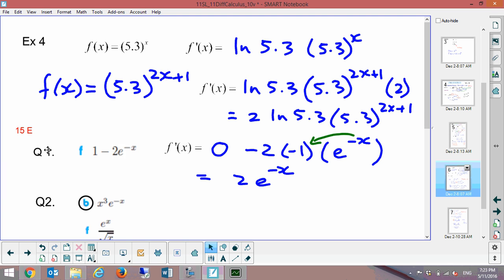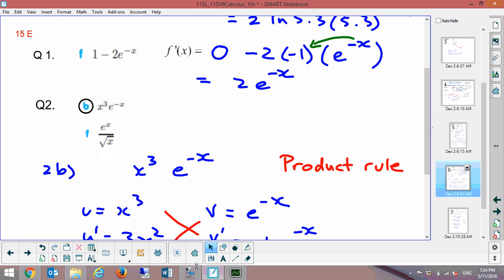Okay, so in 15e, question 1f, differentiating this. Remember, if you've got a constant, that becomes a 0. We've got minus 2, so just write your minus 2 down. Differentiate e to the minus x. It stays the same, times the differential of minus x, which is minus 1. So minus 2 times minus 1 is plus 2, e to the minus x.